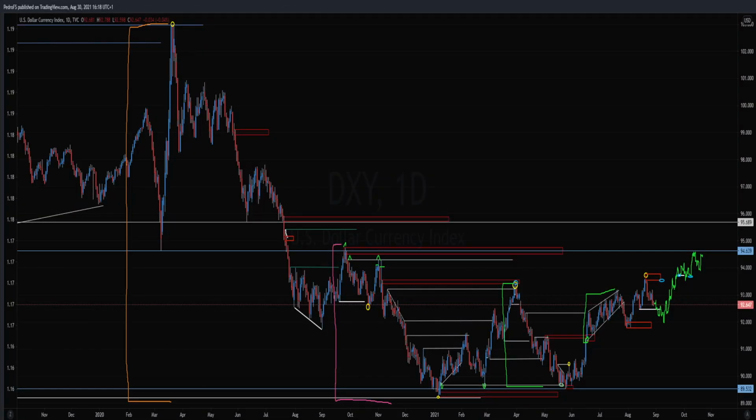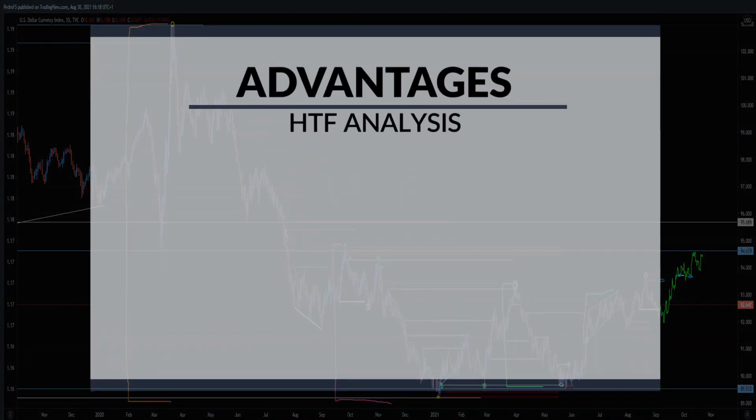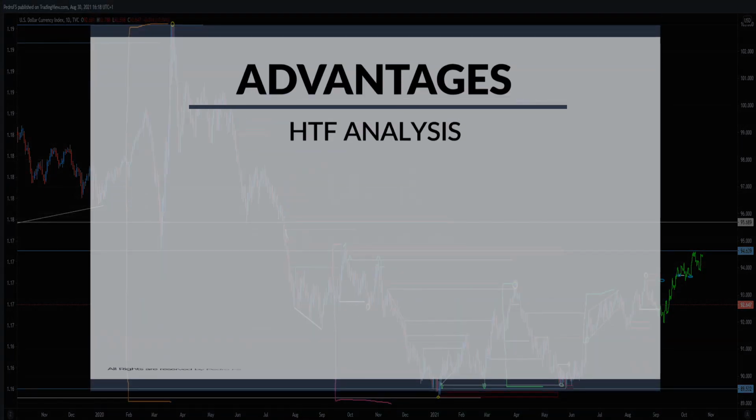As I mentioned before, I don't open trades based only on the higher time frame. Anytime I'm looking for a setup, I always wait for price action confirmation on the lower time frame before I execute my trades. However, I noticed a big improvement in my trading when I started to include higher time frame analysis in my trading routine, which I do during the weekend while the market is closed, in order to prepare for the week ahead. So here are some of the advantages of doing higher time frame analysis.